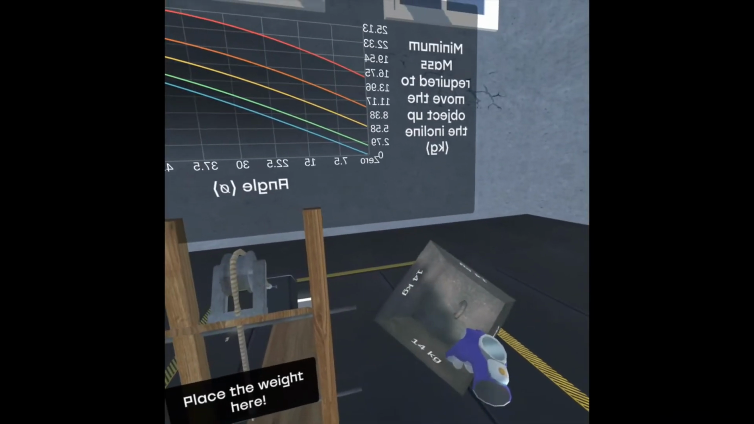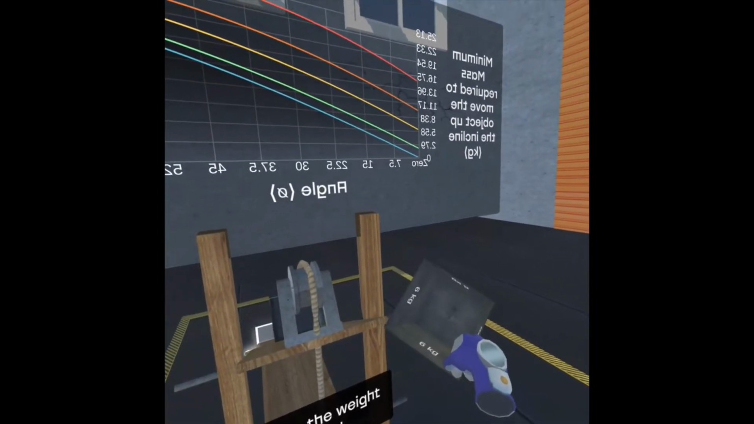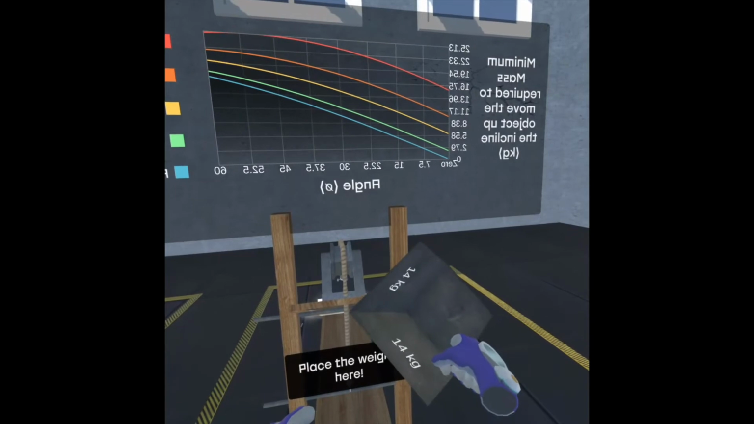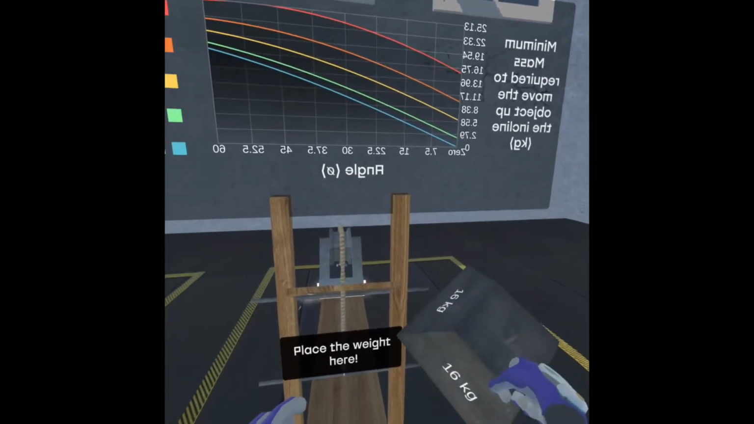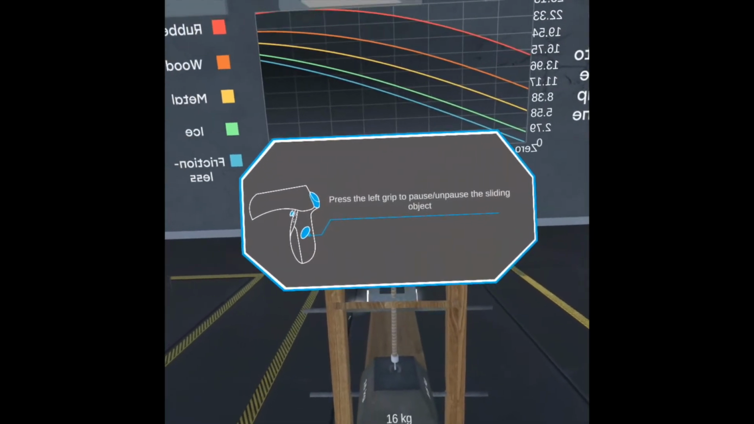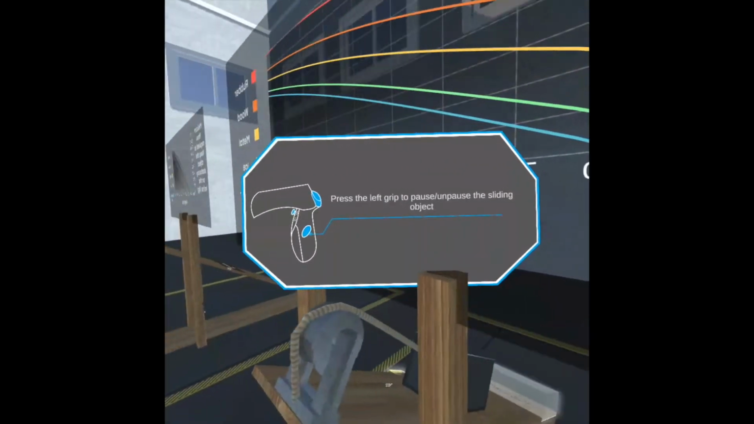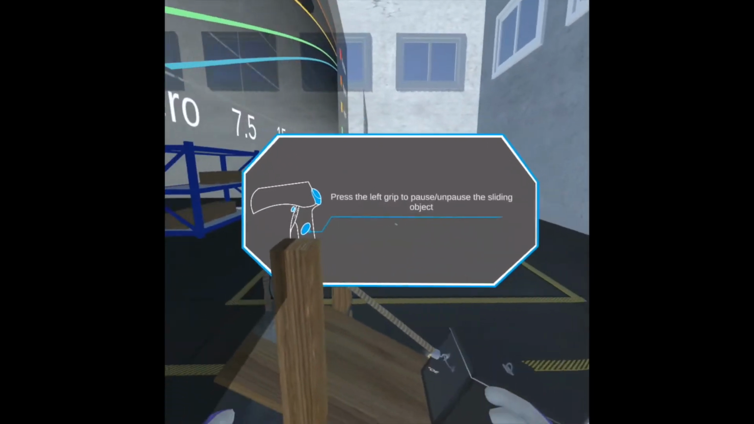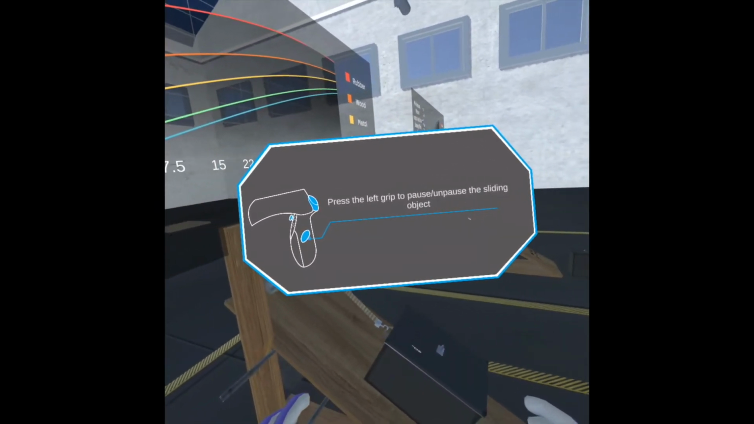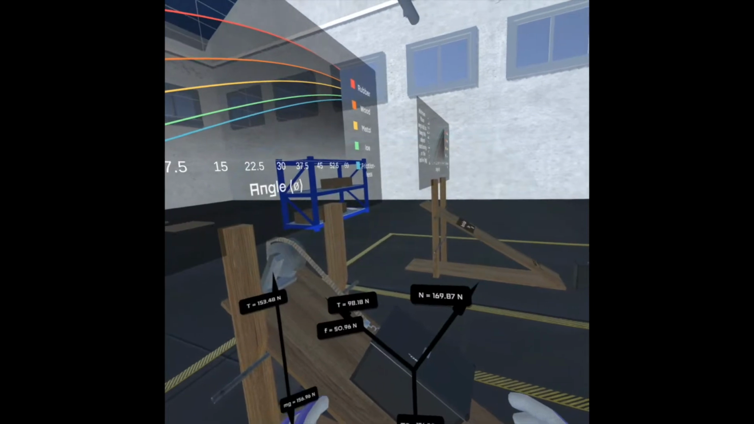And we need to actually attach an object at the back of the pulley. And so we can pick up this weight, and in this simulation we have to change the value of the weight. And so I think we have some 4 kilograms up to about 16. So I'm going to go ahead and put the 16 kilogram weight on the pulley. And let's go ahead and leave it at 30 degrees. I'm going to unpause and pause.